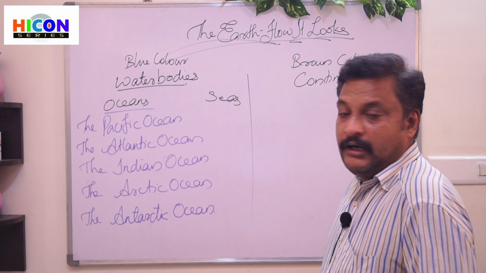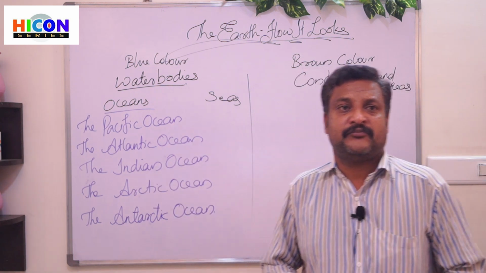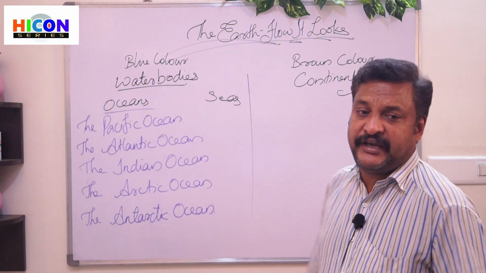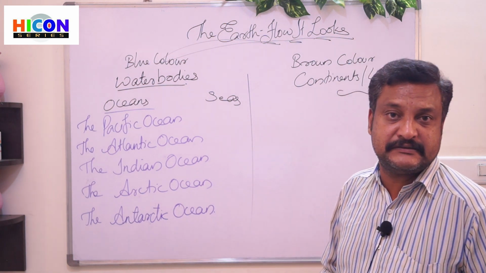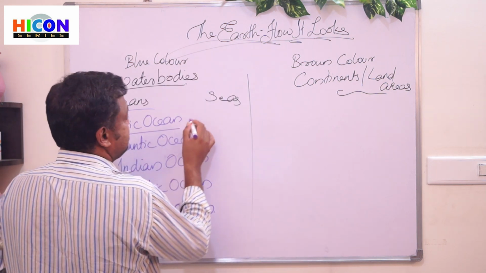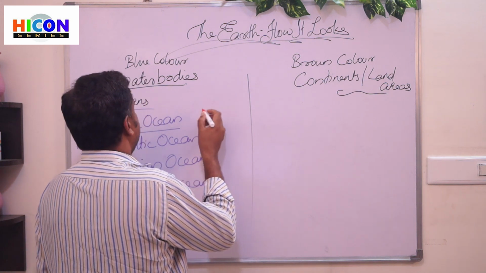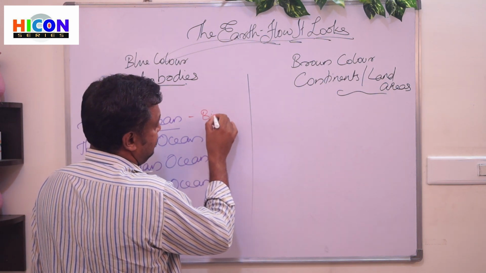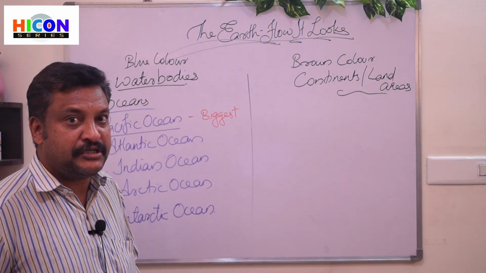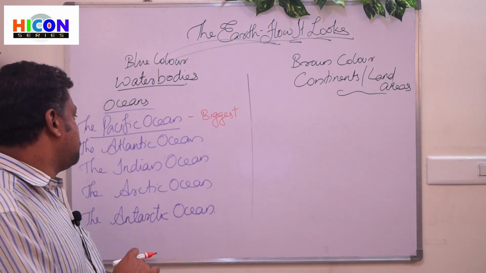Now, which is the biggest among these 5 oceans? There is one or other speciality for every ocean. The Pacific Ocean is the biggest ocean. So which is the biggest ocean? The Pacific Ocean is the biggest ocean.